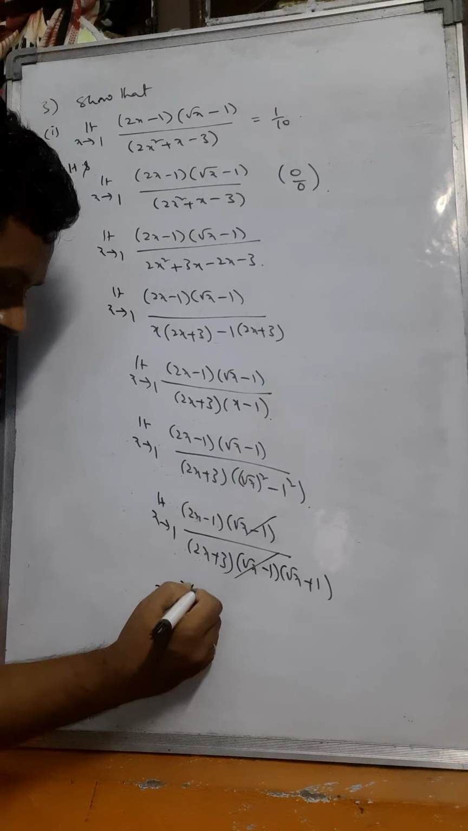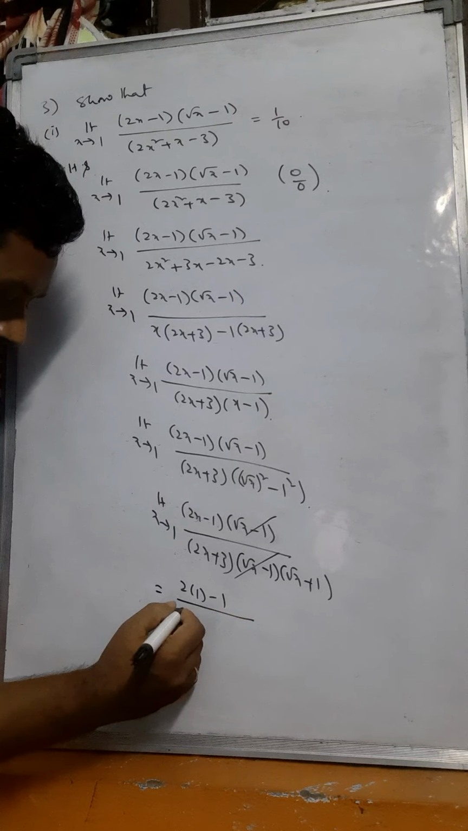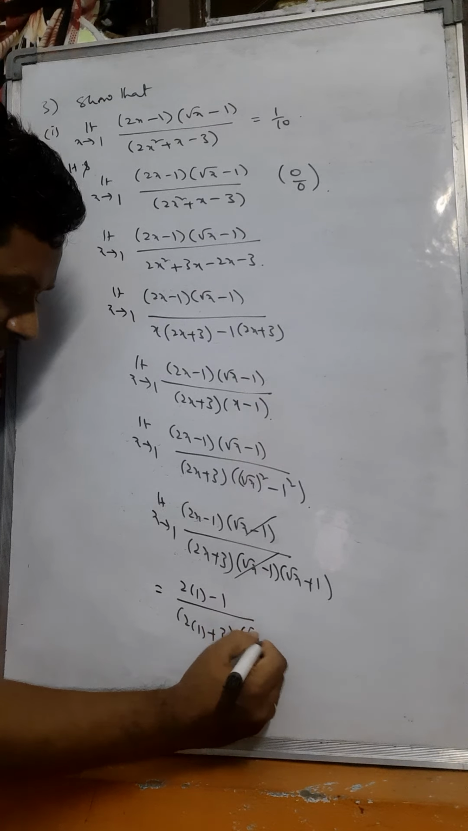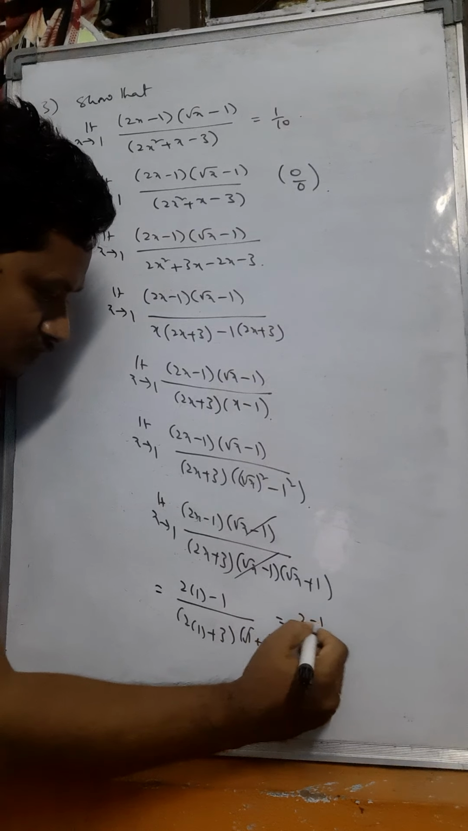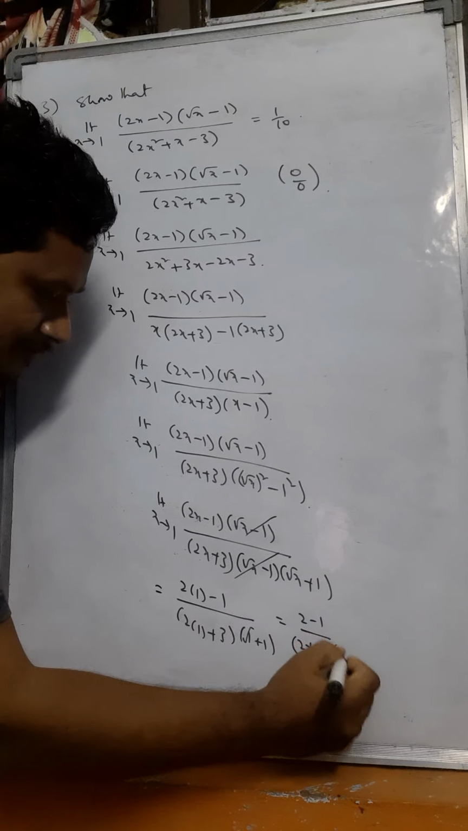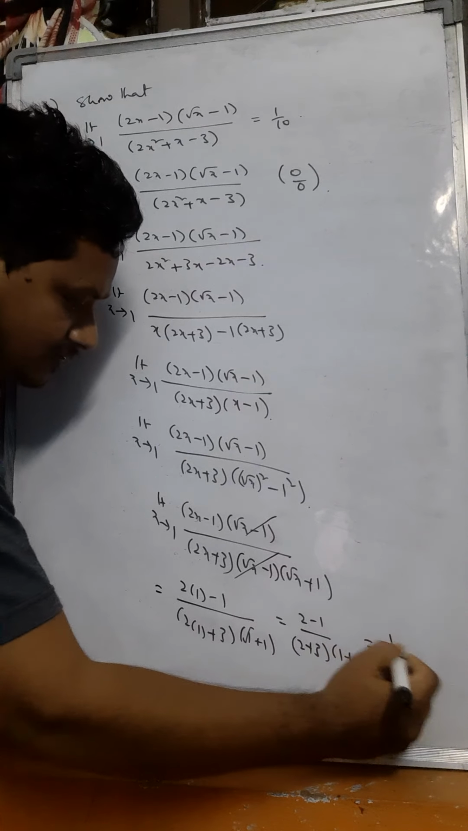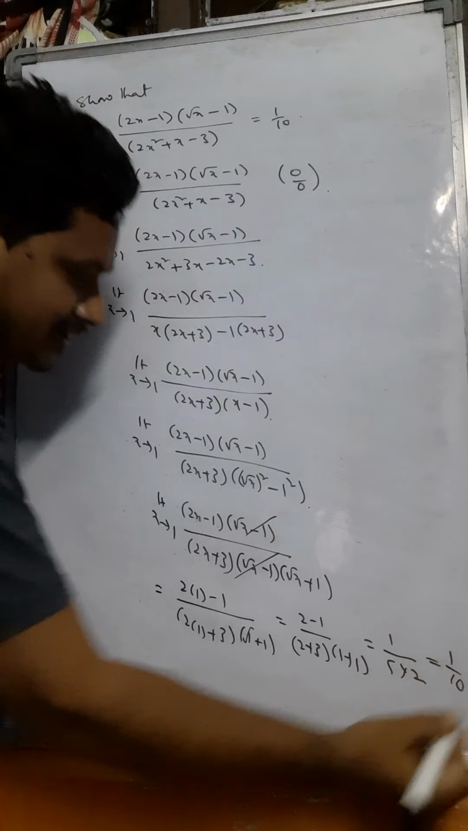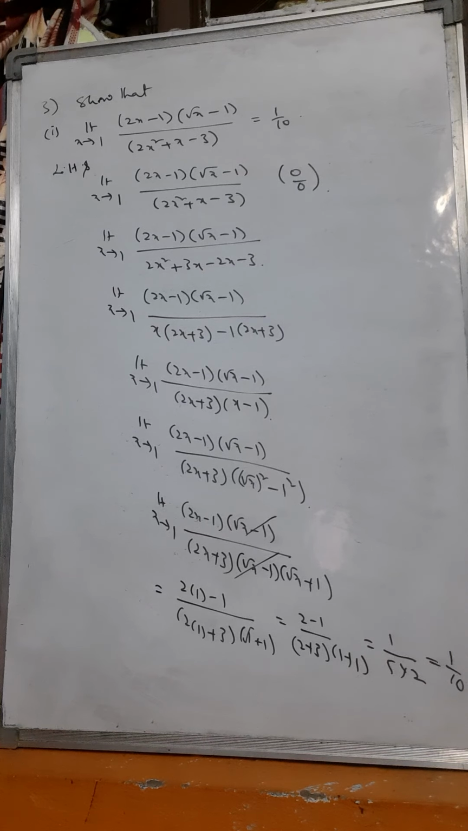So we will get 2 into 1 minus 1 by (2 into 1 plus 3) into (root 1 plus 1). So that is 2 minus 1 by (2 plus 3) into (1 plus 1). So that is equal to 1 by 5 into 2. That is equal to 1 by 10. That is RHS. Hence, proved.